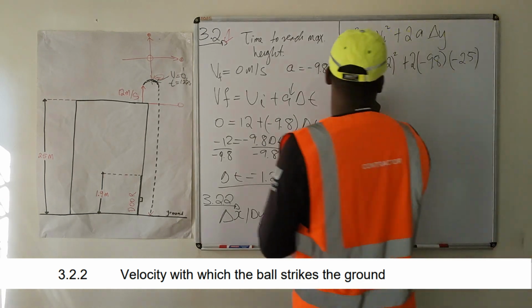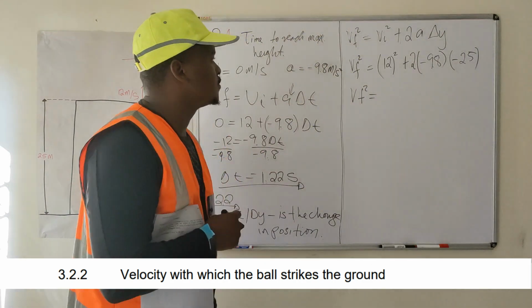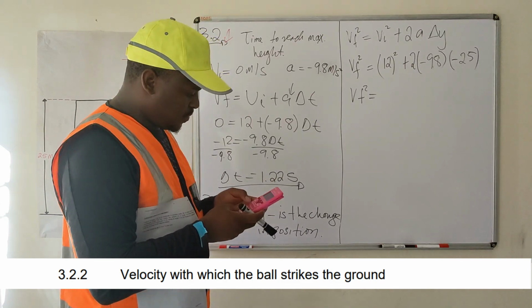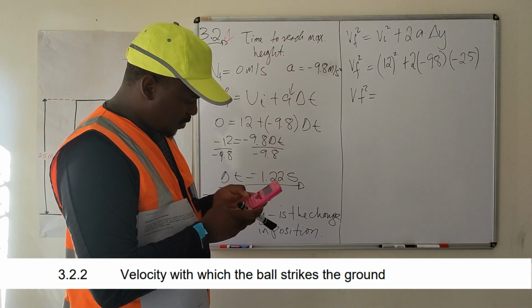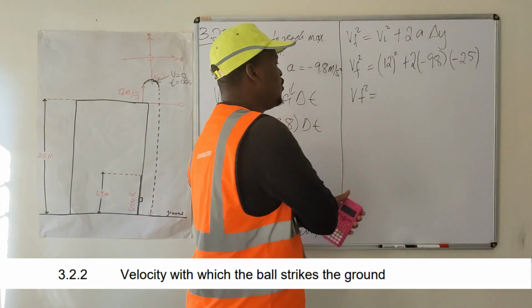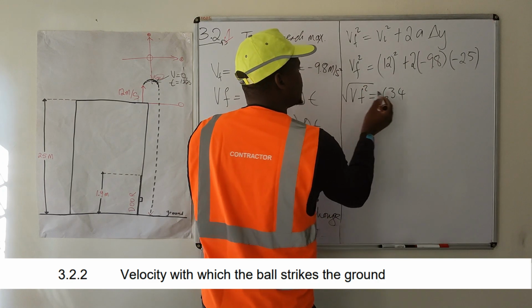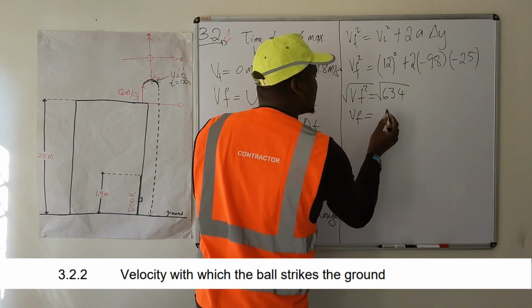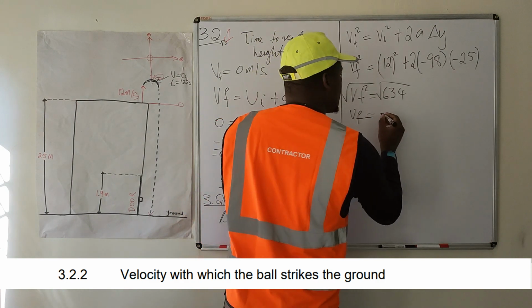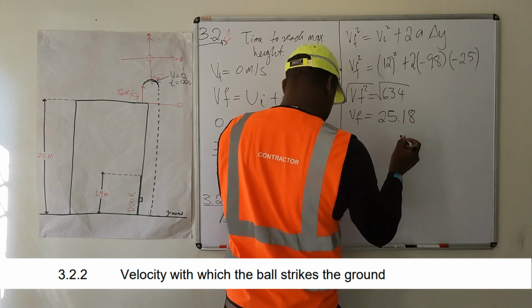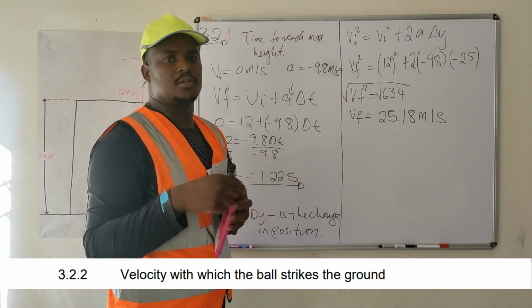Then you punch this in a calculator. Vf squared is equal to, let me punch that in. So 12 squared plus 2 times minus 9.8 times minus 25. So this is 634. Then take the square root of that. Your final velocity at which the ball hit the ground is the square root of this answer, 25.18 meters per second.